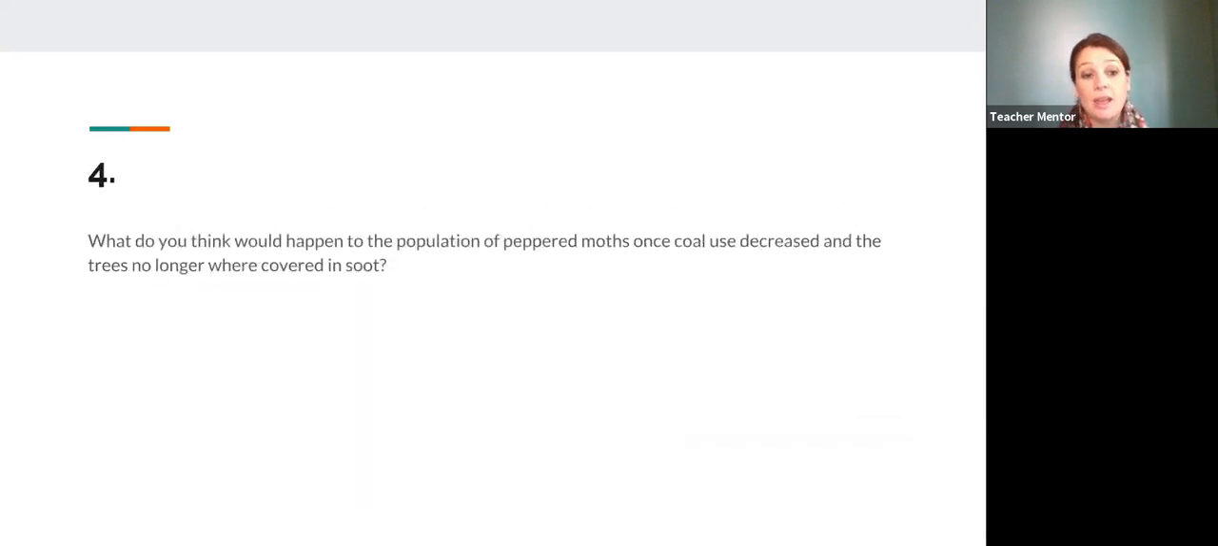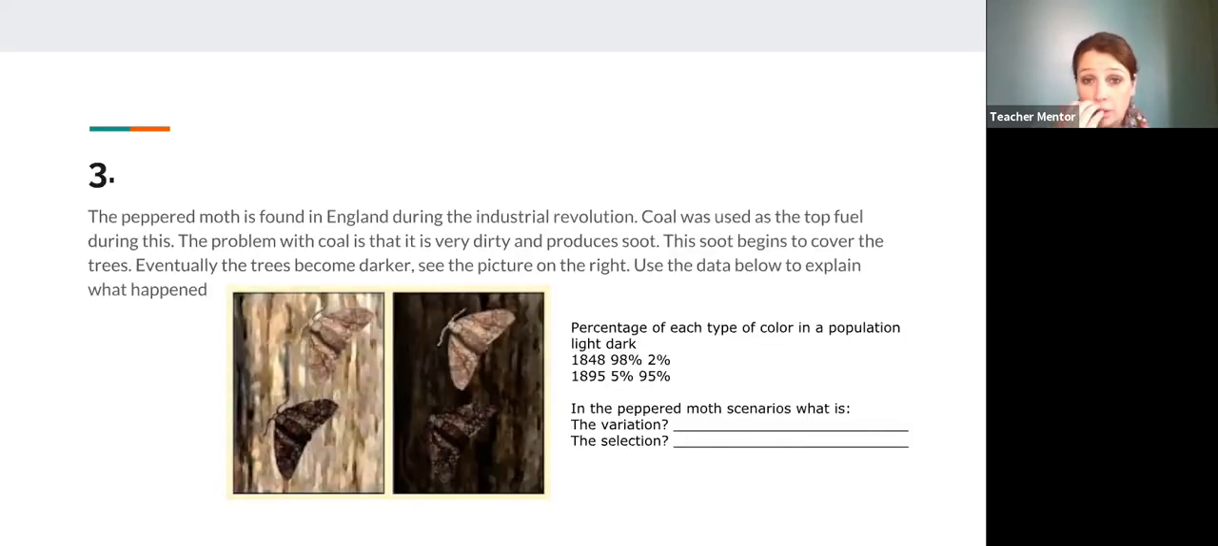Okay, so then the last question on this assignment: what do you think would happen to the population of peppered moths once coal use decreased and the trees no longer were covered in soot? So once the coal stopped being used and the trees were no longer dirty and covered in soot, what do we think would happen? Any thoughts?